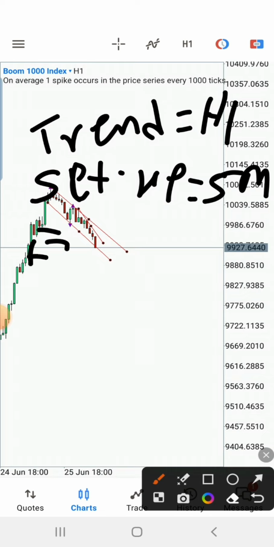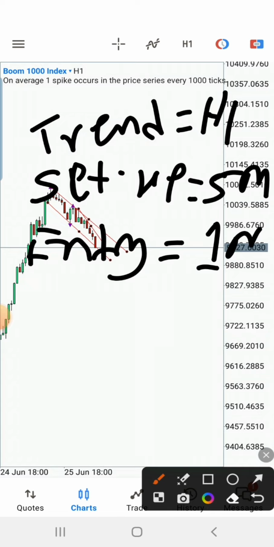Then entry is equals to 1 minute. So these are the time frames you need, and how to trade this is very simple. Identify trend on 1 hour, come to 5 minutes and put your setup by drawing that trend line, making sure it connects to two or more fractals.